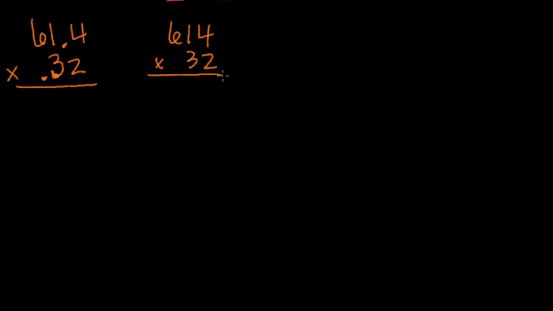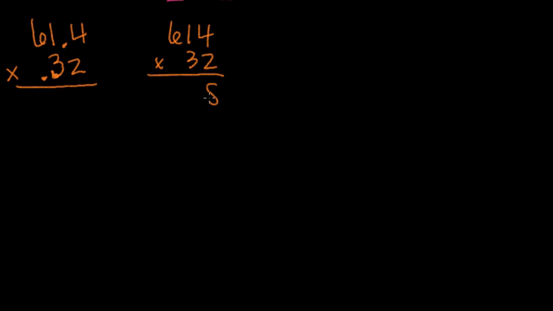61 and 4/10 multiplied by, let's see, what are we going to do? Oh, I made a mistake. Erase that. Make that 3 32/100. Okay, so just multiply like it's 614 times 32, and we'll put the decimals back in a minute.